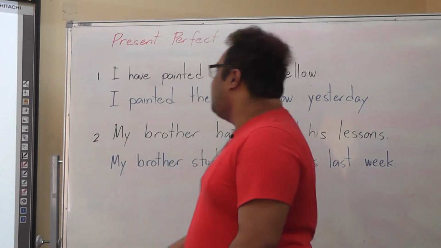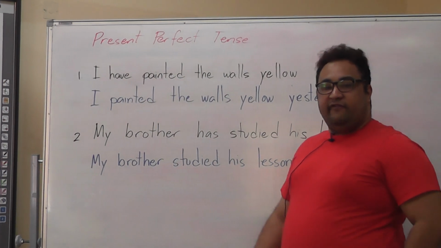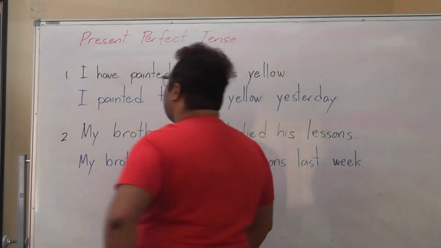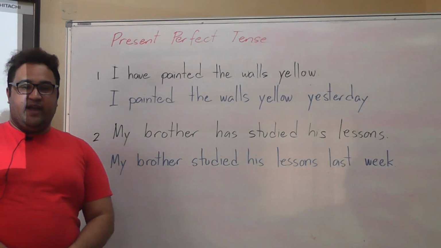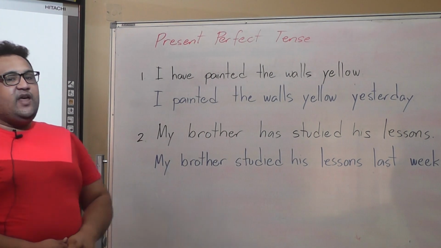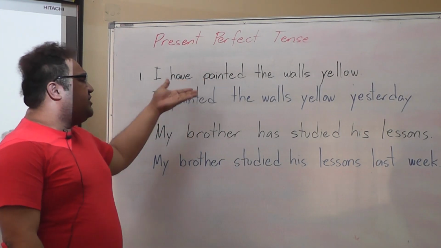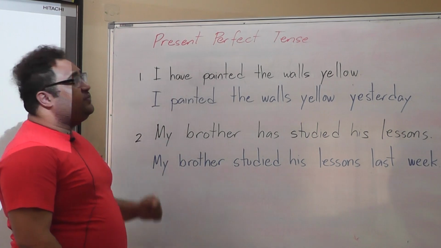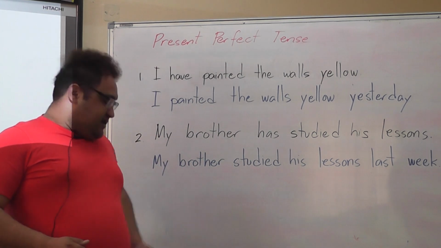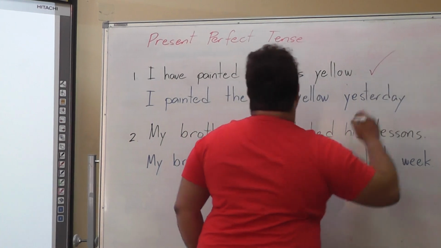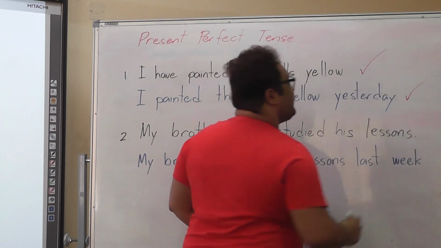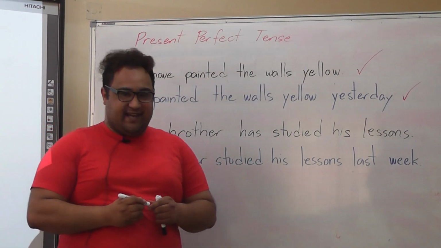So let's start. Let's have first the two sentences here. For number one, I have painted the walls yellow. And the second one is, I painted the walls yellow yesterday. It may seem that there is no difference between the two, but actually there is a big difference. Because the first one is a sentence in its present perfect tense. And the second one is a sentence in its simple past tense.